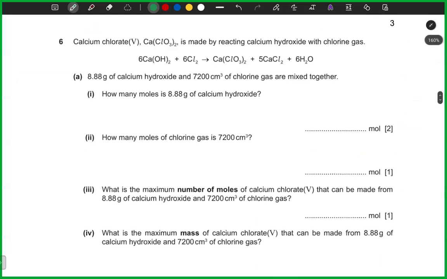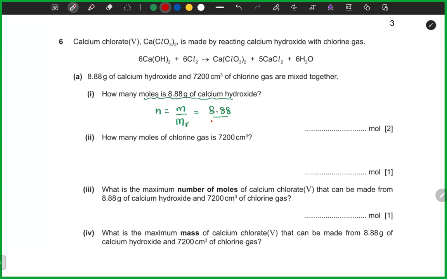Let's try and do the next question. So, what is this question? He says there's 8.88 grams of calcium hydroxide, and he's asking for the moles of calcium hydroxide. So, moles is what? Mass over molar mass. So, that's going to be 8.88 divided by the molar mass of calcium hydroxide. What is calcium hydroxide? Calcium is 40, O is 16, and H is 1.